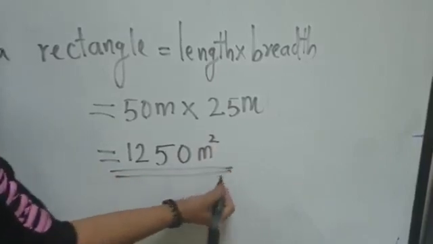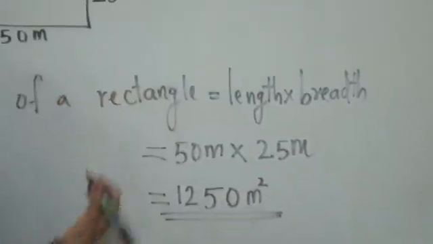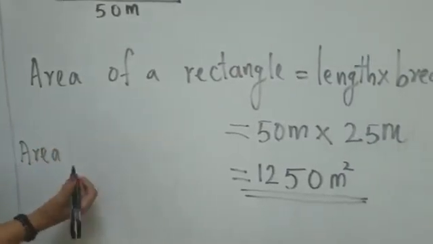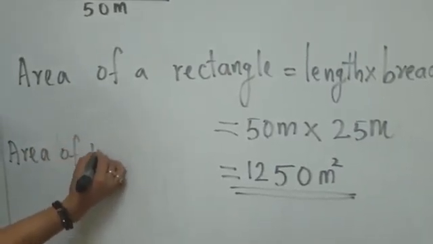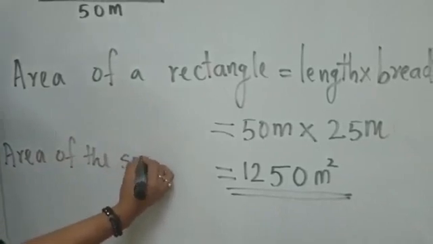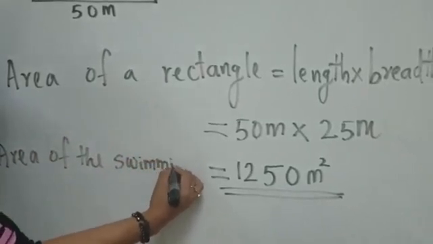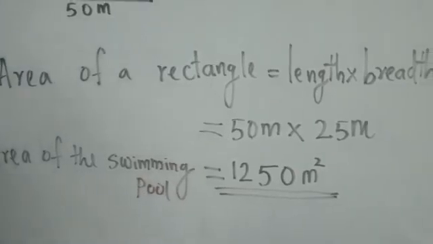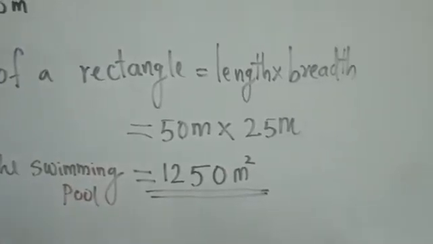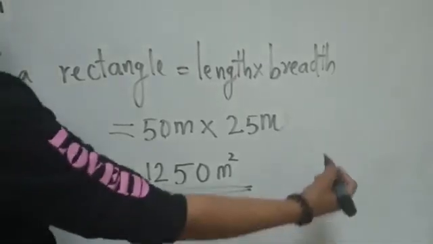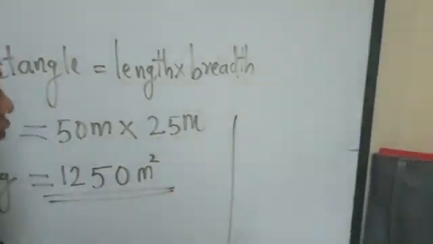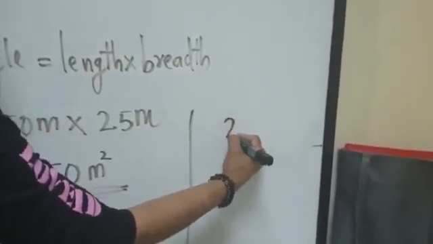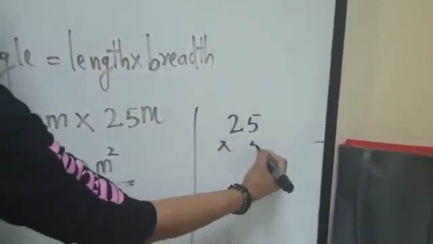So the area of this rectangle, or this swimming pool, equals 1250 meter square. On the right side, you can show the workings. How to get this number? So 50 multiplied by 25. So we will write like this.